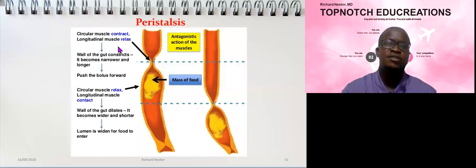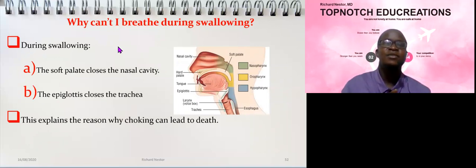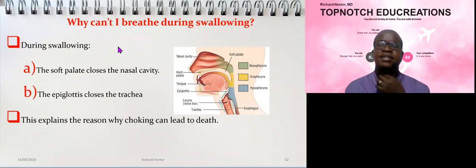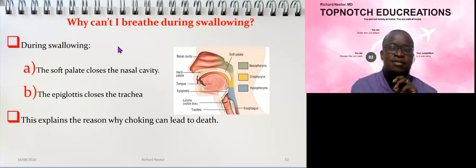This is a further illustration of the peristalsis process that we have just talked about. Have you ever wondered why during swallowing, you can't breathe? This explains why sometimes if you are eating and you are choked with food, if food gets stuck in the pharynx, it can end up choking you and leading to death as a result of suffocation.